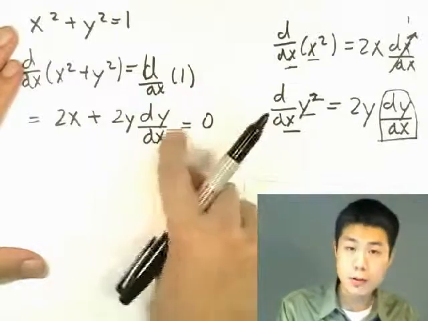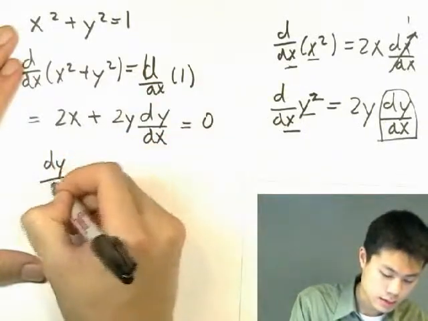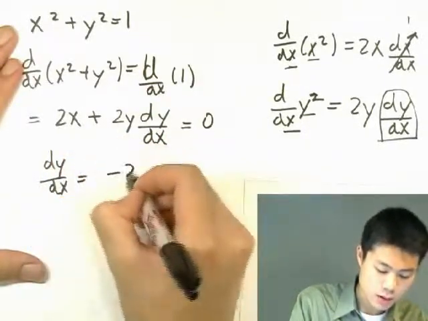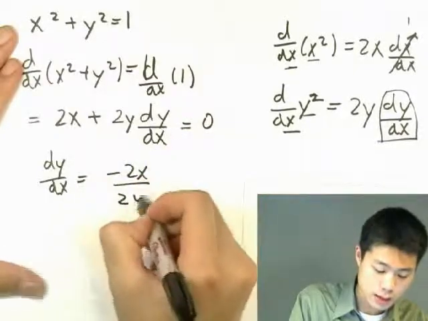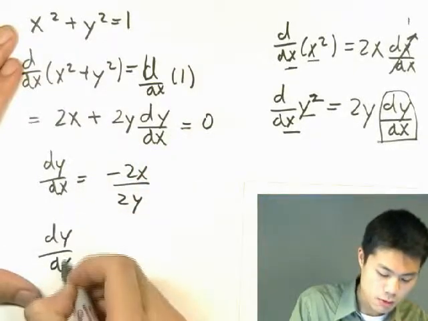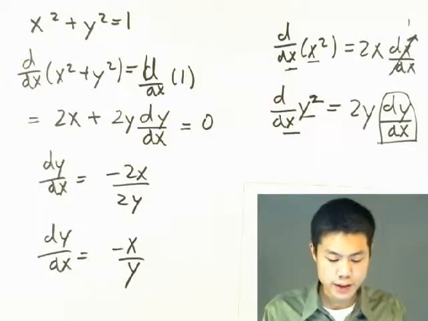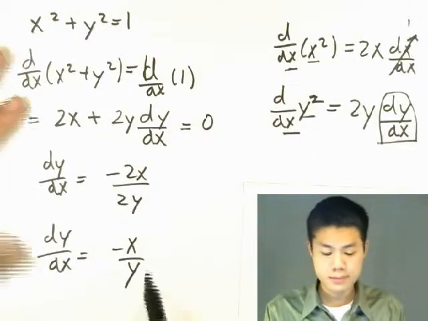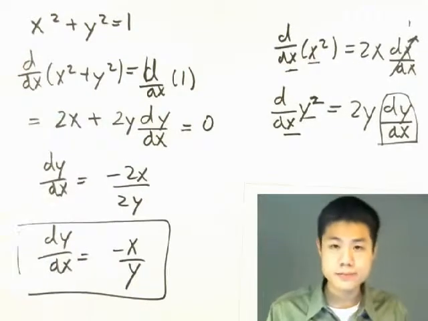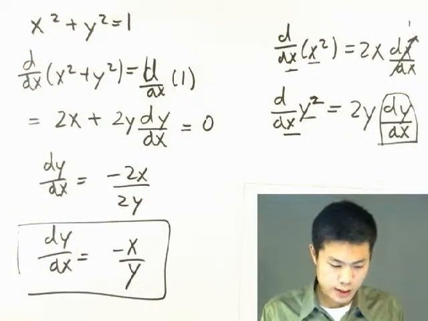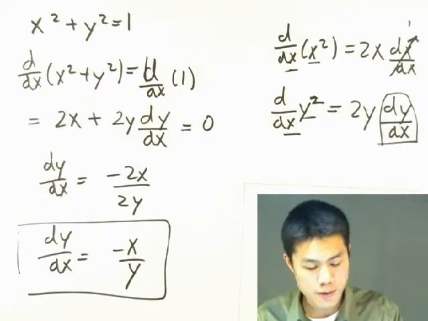Okay, so now my question was to find the slope at every point in this graph. So now I have to solve for dy over dx. Divide both sides by 2y. So my answer is dy over dx is equal to negative y over x. Sorry, negative x over y. And that's my answer. So let's take a look at the graph of a circle.